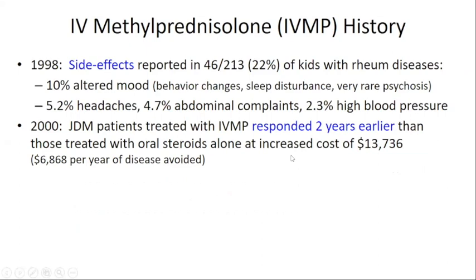In 2000, there was a study done looking at juvenile dermatomyositis patients who received steroids by IV, not just oral steroids. And it showed that those patients responded about 2 years earlier than those treated with oral steroids alone. And response can mean a lot of different things, but essentially it meant that these patients got better faster, but it did cost a lot more to treat them, $13,000 more. But if you think about it in the way of disease being avoided or patients getting better faster, it was cost about $7,000 a year.